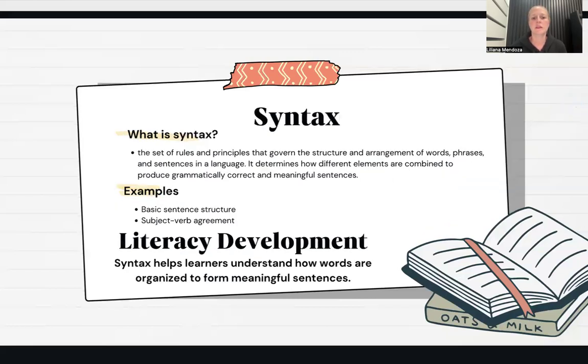Syntax is the set of rules and principles that govern the structure and arrangement of words, phrases, and sentences in a language. It determines how different elements are combined to produce grammatically correct and meaningful sentences. Some examples include basic sentence structure and subject-verb agreement. The way that syntax applies to literacy development is that syntax helps learners understand how words are organized to form meaningful sentences.